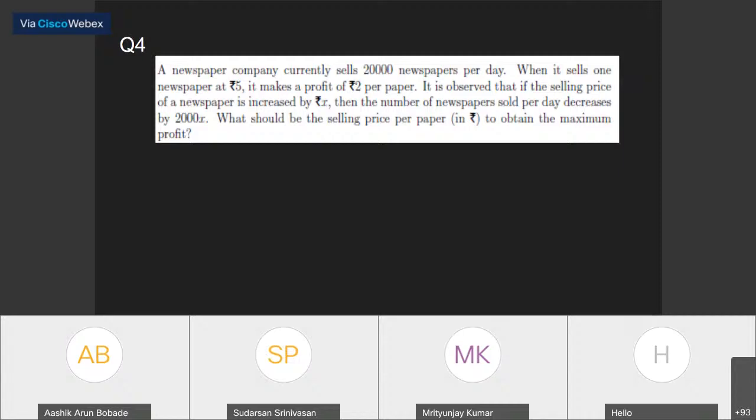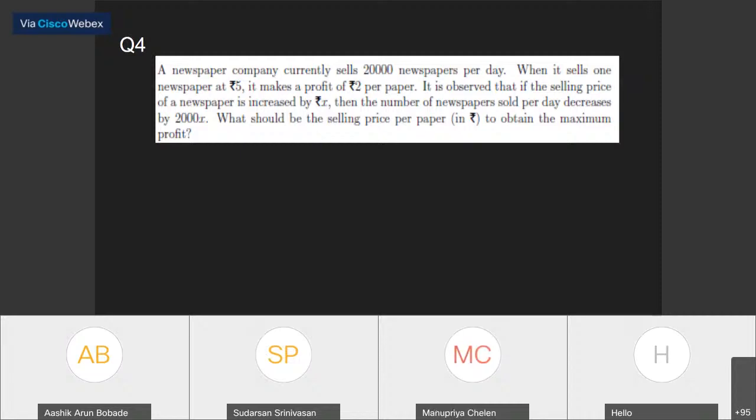If you multiply 5 plus x and 20,000 minus 2000x, what will you get? The total number of newspapers times the selling price of each paper. So that is nothing but the total selling price. Yes, sir. And what we want to maximize is profit. Sir, how can we maximize this profit?